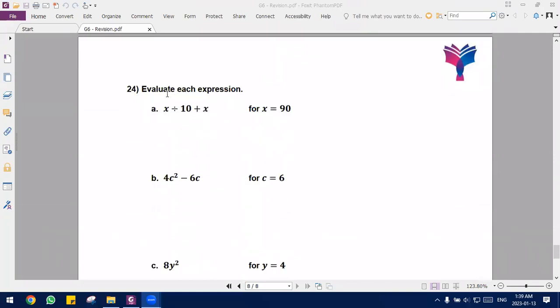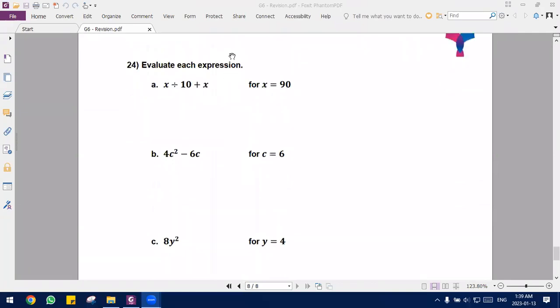Now the last question. Evaluate each expression. We have x divided by 10 plus x. And then we need more information to solve it. They said that x equal to 90. Now we substitute x by 90. Like all the value of x, we change it with this 90. 90 divided by 10 plus 90. As we did in the previous question, the priority is for division, 90 divided by 10 is 9. Then plus 90 is 99.